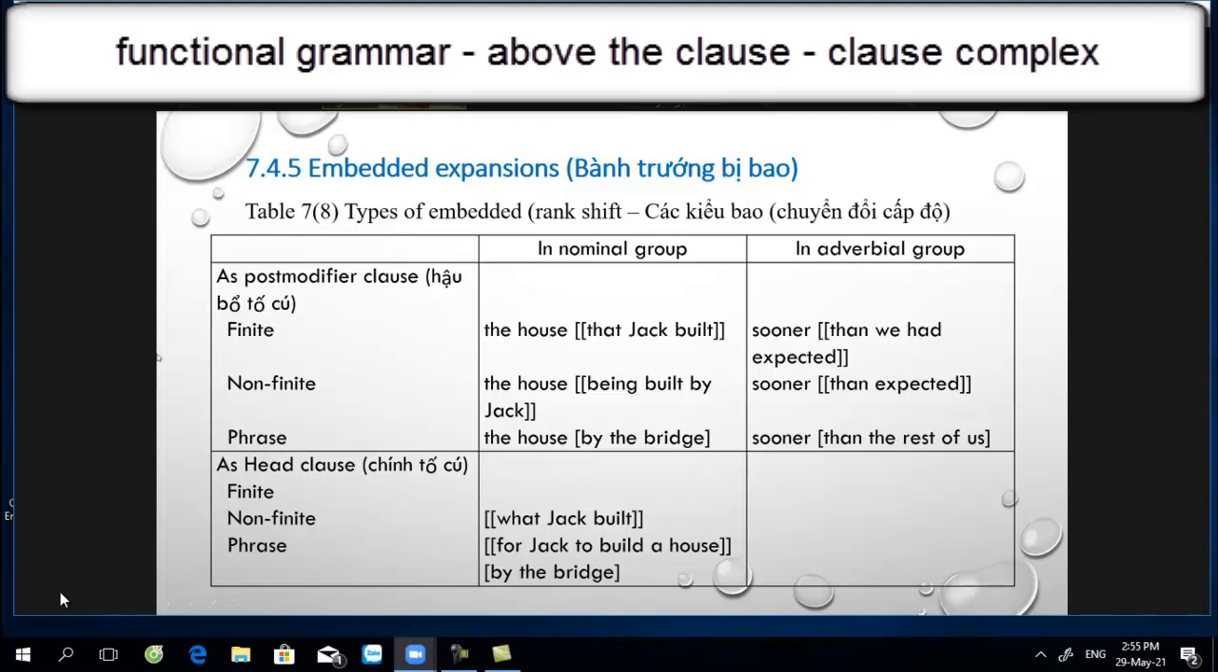Sorry, we have the finite: the house that Jack built. This is a clause, right? A non-finite: the house, we are omitting that, so we have "being built by Jack," and we have the phrase "the house by the bridge." And about the head clause, chính tố cú. About the finite, we have "what Jack built." Non-finite, "for Jack to build a house," and the phrase "by the bridge." And the same as in the adverbial group.